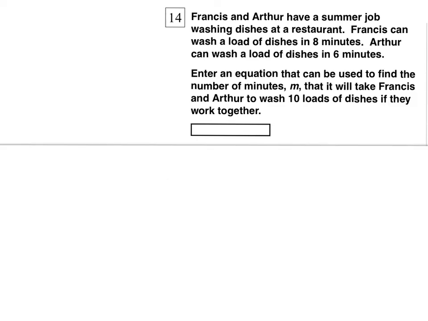All right, next up here, it says that Francis and Arthur have a summer job washing dishes. Francis can wash a load in 8 minutes. Arthur can wash a load in 6 minutes. And so this is asking how long will it take them to wash 10 loads if they wash together. So there's a couple different ways to tackle this one. How I always think of this, kind of like distance equals rate times time, I always think of this as production equals rate times time. And so we don't know either of those rates, but we know that Francis can produce 1 load of dishes at some rate, and it will take him 8 minutes.